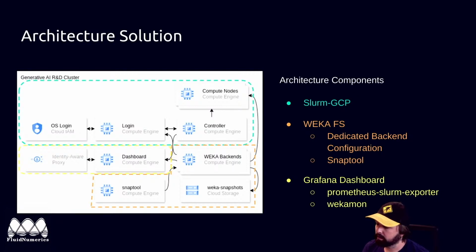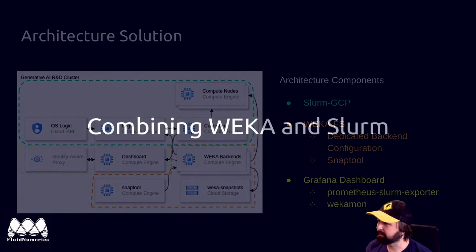The last bit here, I'm not going to talk about today, but there is a Grafana dashboard that we put together using a nice open source project called Prometheus Slurm Exporter. Definitely go give those guys a star on GitHub. They absolutely deserve it. And we combine that with Wekamon, so you have full monitoring of that cluster. But that's not part of the blueprint yet. That's still down the road, should there be a need for that from the community.